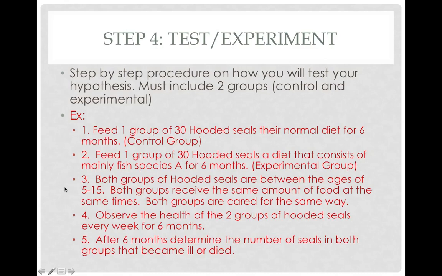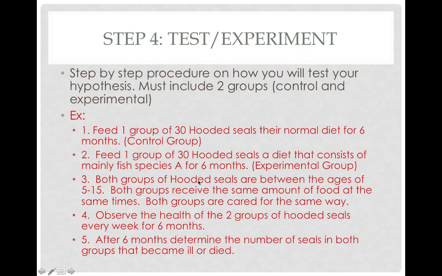Step 3, both groups of hooded seals are between the ages of 5 to 15. Both groups receive the same amount of food at the same time, so both groups are cared for the same way. Now you have to put this type of information in here to show that your control group and your experimental group are exactly the same except for what's being tested. And in this case, it's the diet, the fish species A. So that way we can eliminate anything else that might be killing these hooded seals.